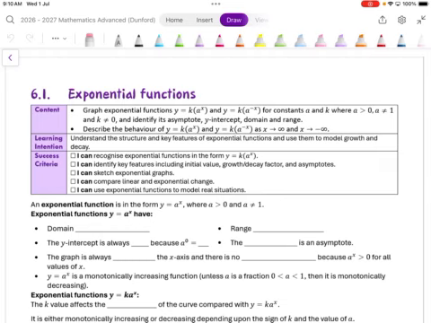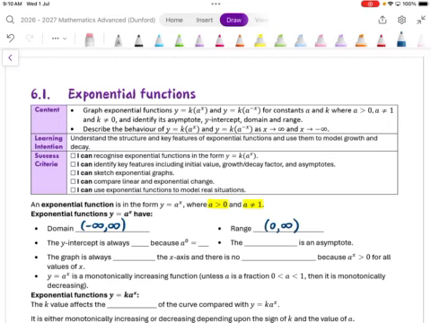So an exponential function is in the form y equals a to the power of x. This is where a is greater than 0 and a cannot equal 1, okay? So a never equals 1, but it's going to be greater than 0. An exponential function in the form y equals a to the power of x has a domain of negative infinity to infinity. It has a range from 0 to infinity, okay?